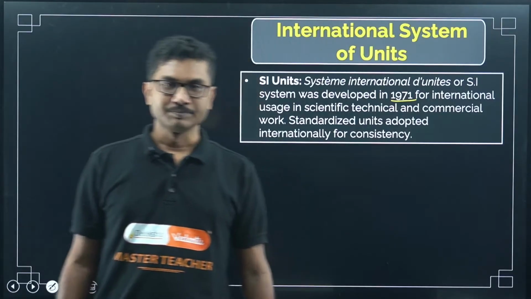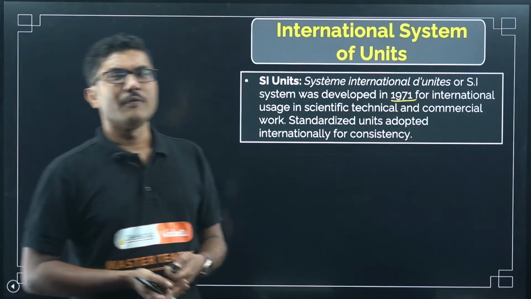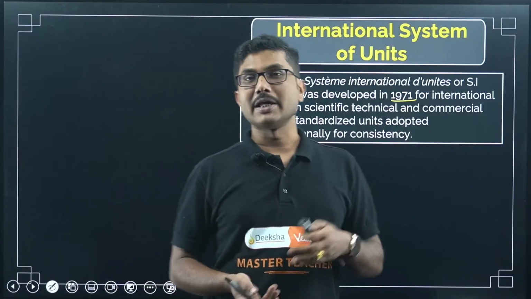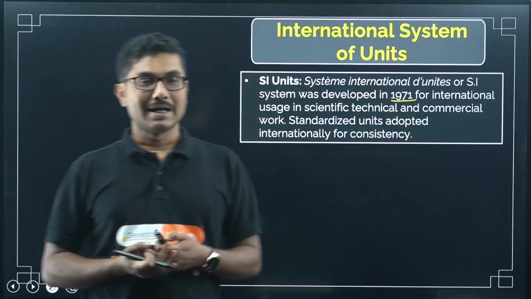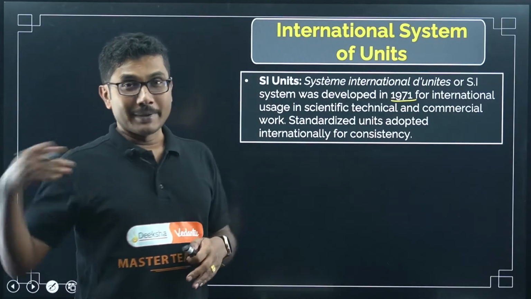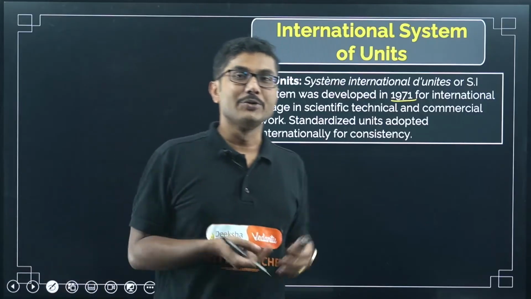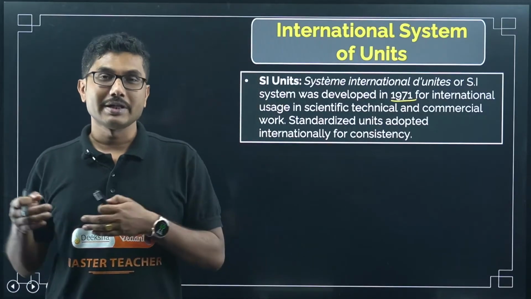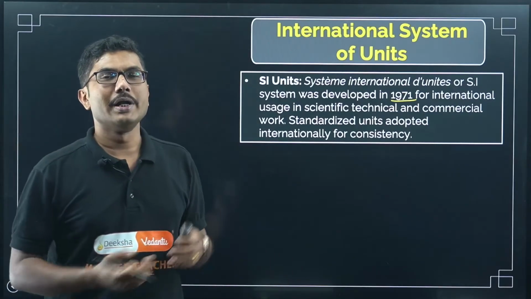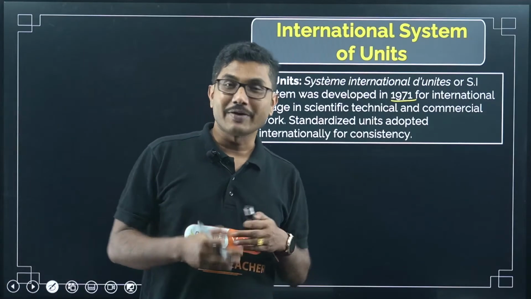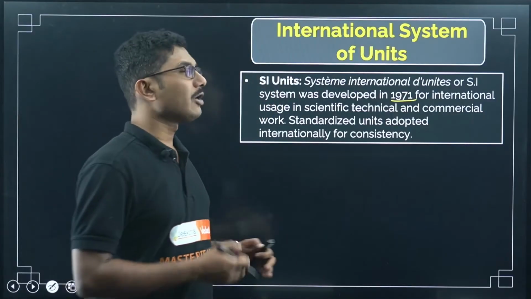For example, there was a time when British people used a lot of feet, pounds, etc., whereas Americans and Indian people used kilograms, centimeters, meters, etc. So different parts of the world were using different units, and there were a lot of discrepancies.